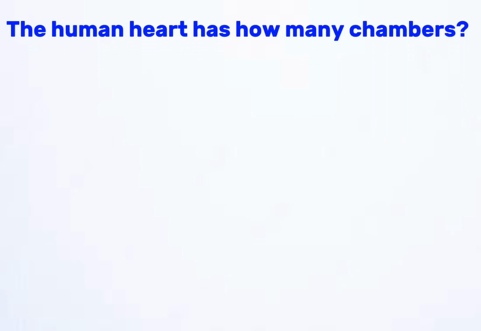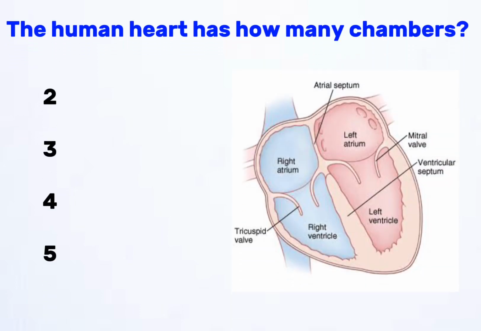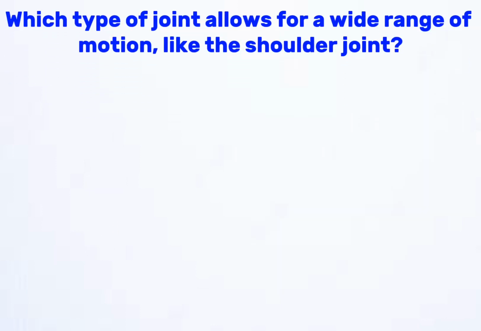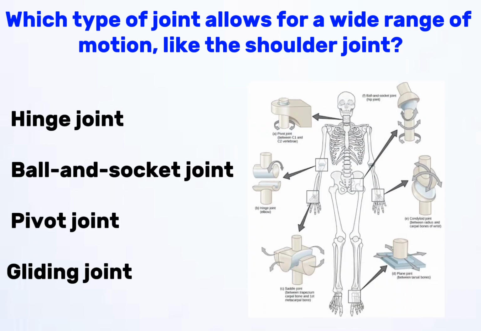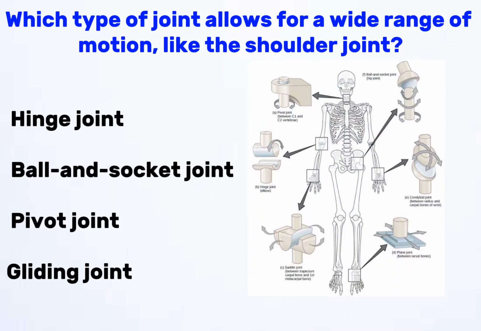Human heart has how many chambers? 2, 3, 4, 5. 4. Which type of joint allows for a wide range of motion, like the shoulder joint? Hinge joint, ball and socket joint, pivot joint, gliding joint?